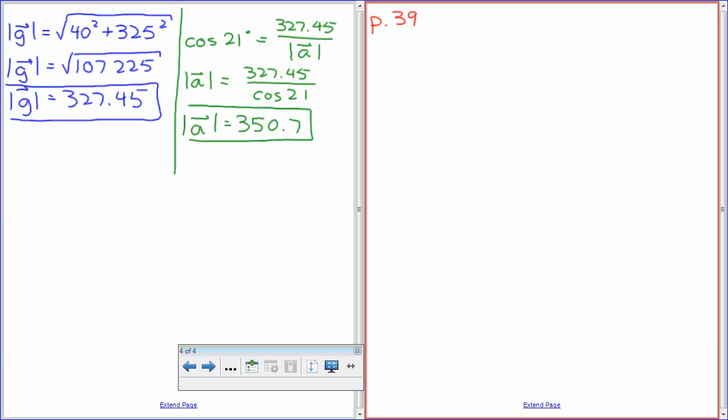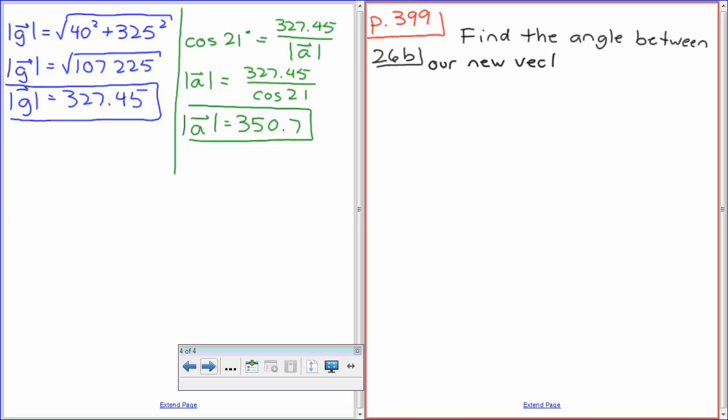It was 399, wasn't it? Yeah, no, 399. Okay. 26B said find... Was this written down correctly? Yeah, it's like the Adam? 5 resultant and then 35. Okay. So here we go.